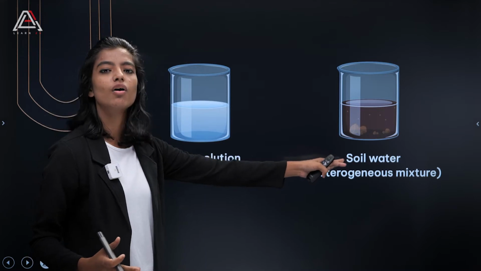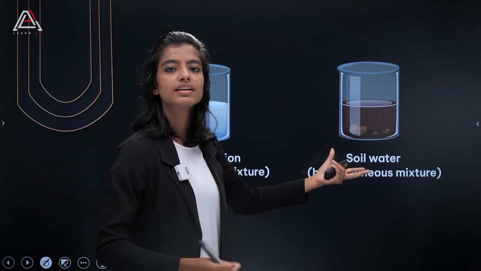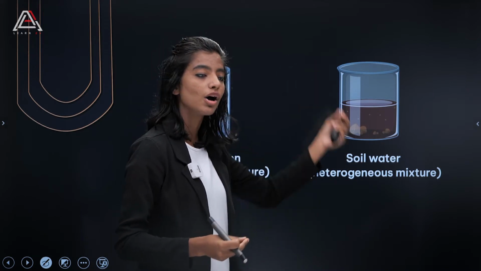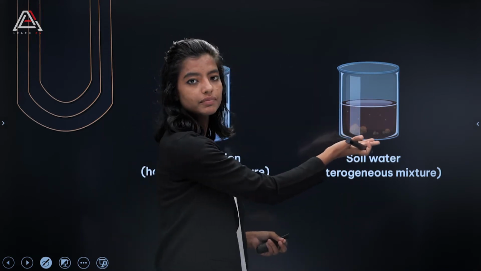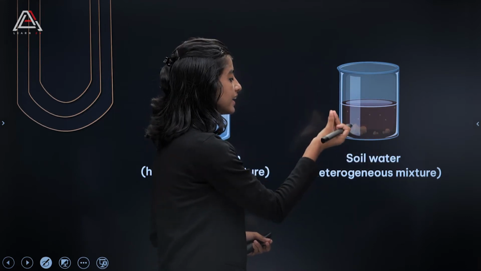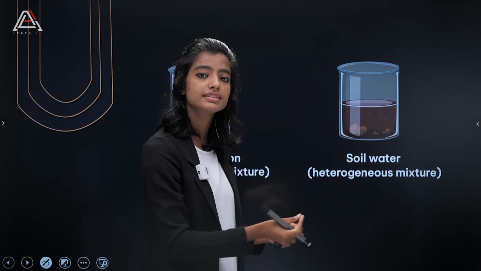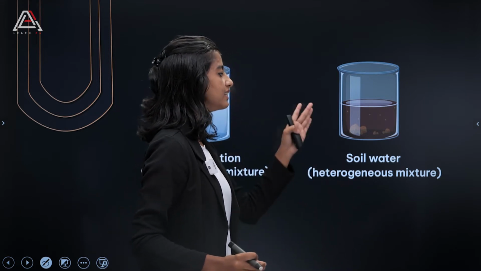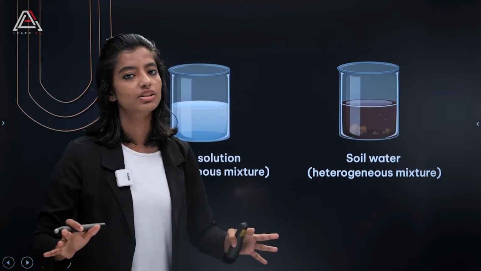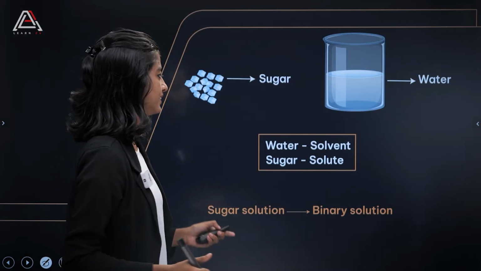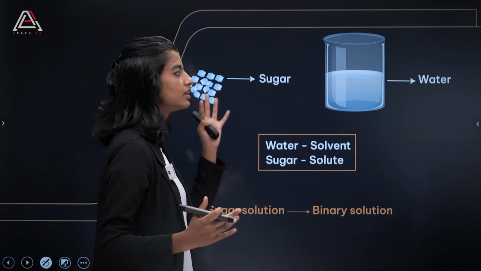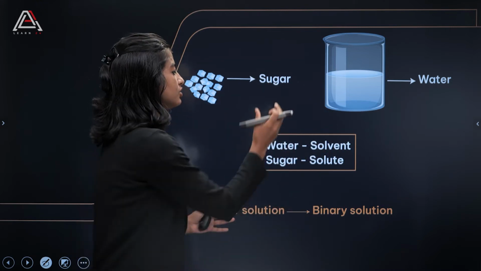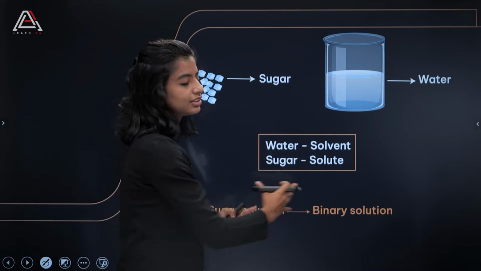But in soil water, see, I took some water and added some soil to it. What happened? These soil particles are settled down at the bottom, right? So the soil water is a heterogeneous mixture because the particles are not dissolved well. It's a heterogeneous mixture. Hence, the soil water is not a solution. Clear? And as I told you, sugar to water, I got sugar solution, right? And water is the solvent, sugar is the solute.